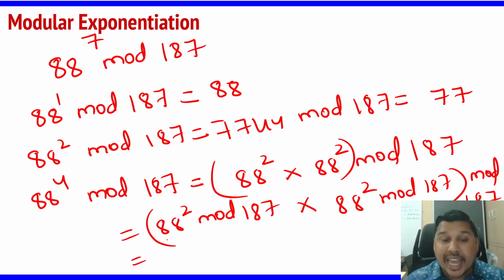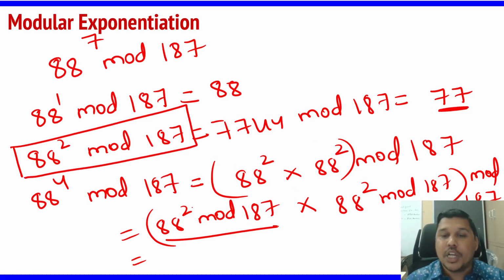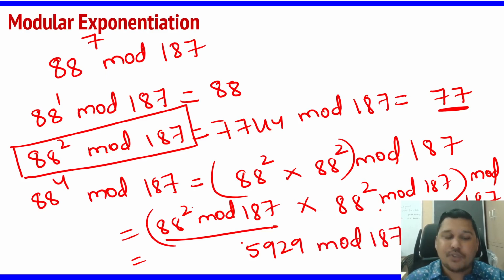So we already calculated this value. 88 square mod 187, we have already calculated here. What was the answer? We got 77. So this is 77, and this is 77. So it becomes 77 into 77, which is 5929. 5929 mod 187, if you calculate, is 132.